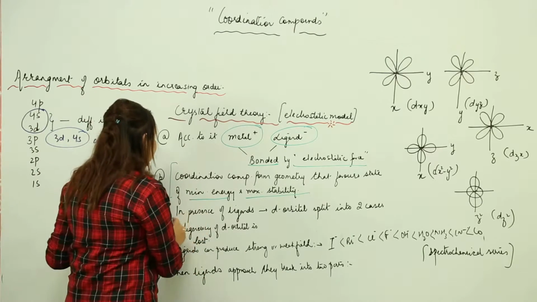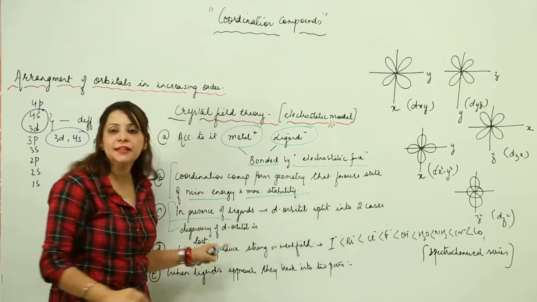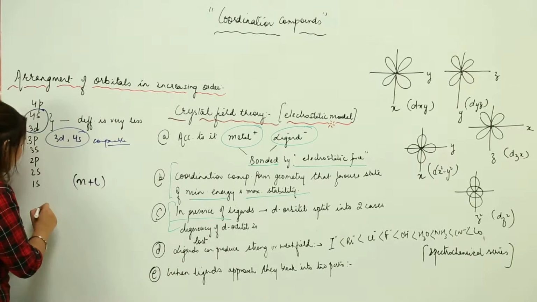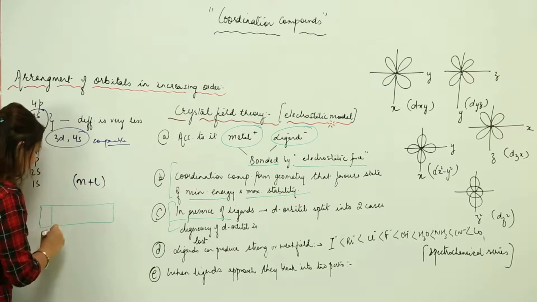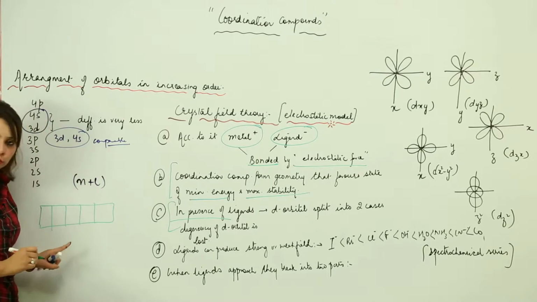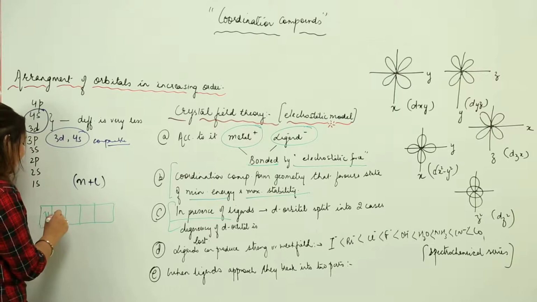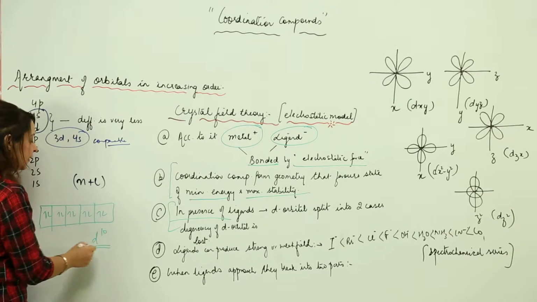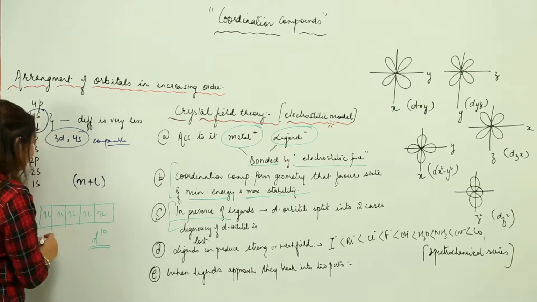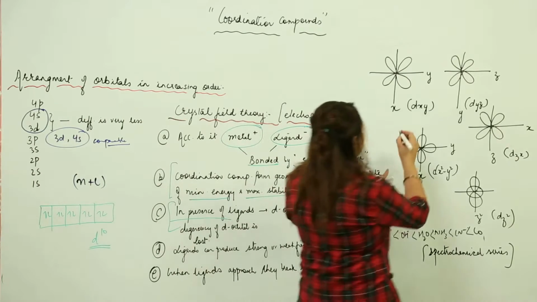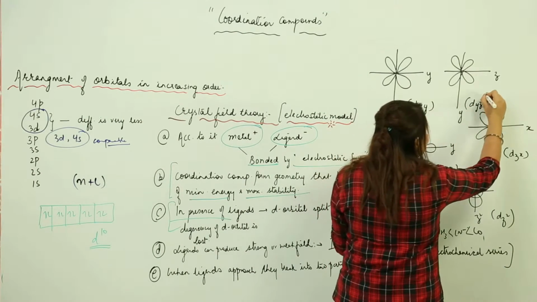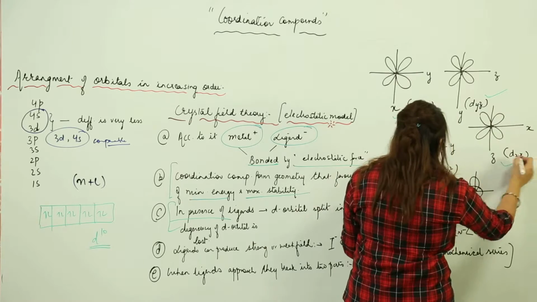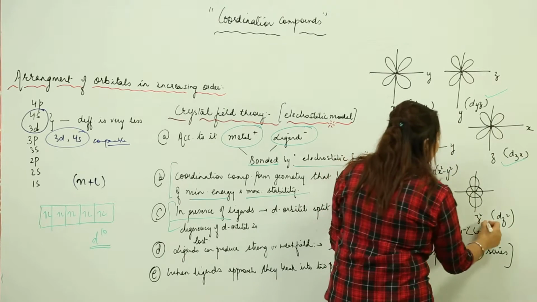Before starting this point, I would like to tell you one thing. The d subshell has 5 orbitals, which means the maximum electrons it can accommodate is 10. And if we talk about the names of the orbitals, I have already drawn them for you: dxy, dyz, dzx, dx square minus y square, and dz square.